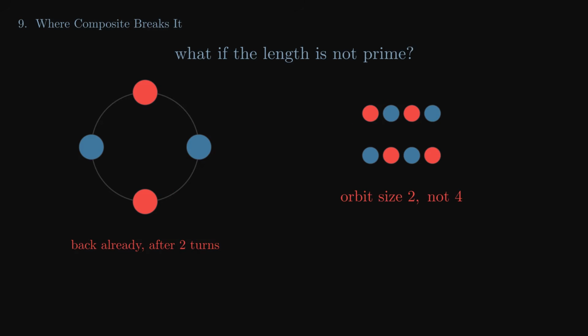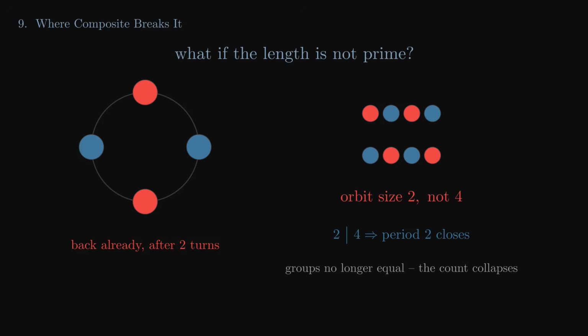That is the whole failure in one picture. 4 is not prime. It has a divisor, 2, sitting between 1 and itself. So a pattern can repeat with period 2 and close up on the ring, giving an orbit smaller than 4 without being plain. The strips no longer sort into equal groups of 4, and the counting argument collapses.